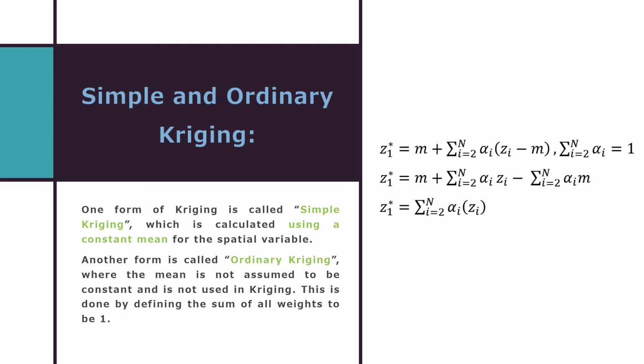You can see how that happens here in this formula. By defining the sum of the coefficients to be 1, we end up with something like this, and it actually removes the mean from the Kriging equation. This is actually the regression equation, but you can see that it is removed, and so we no longer need it. And that's what we will be focusing on in the lab, ordinary Kriging, because it's more robust and it removes our need for a constant mean.